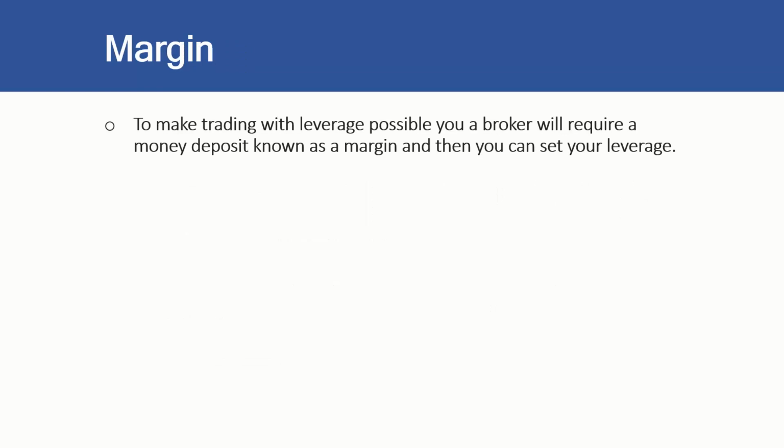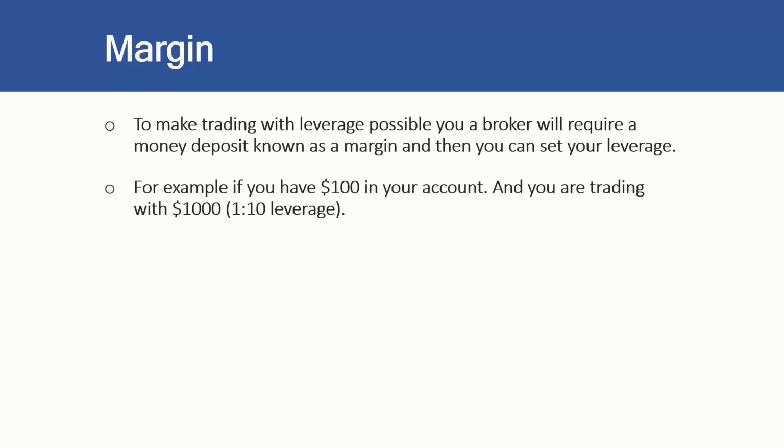To make trading with leverage possible, your broker will require a money deposit known as a margin, and then you can set your leverage. Margin is simply a portion of your funds that your Forex broker sets aside from your account balance to keep your trade open and to ensure that you can cover any losses. It's the equivalent to security when getting a loan. Essentially, you are borrowing money from your broker in order to make larger trades.